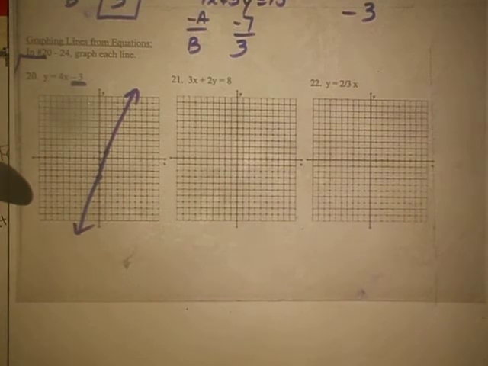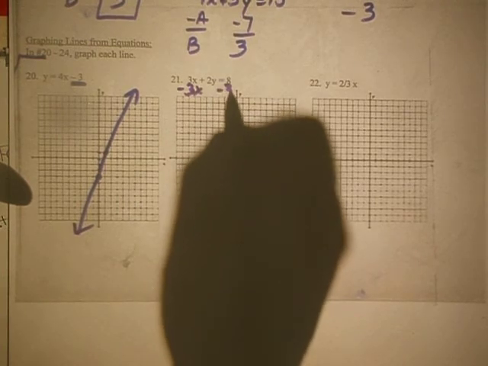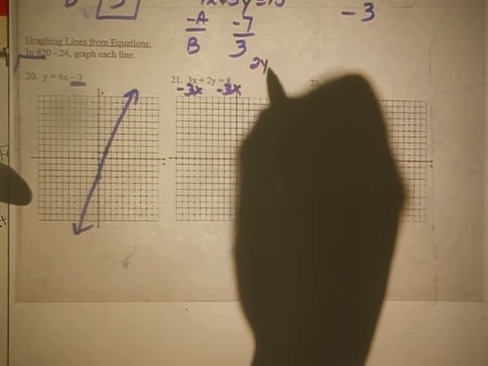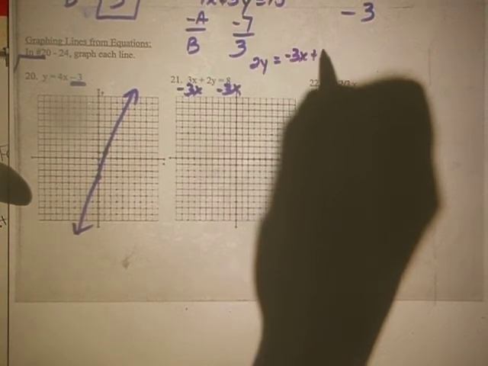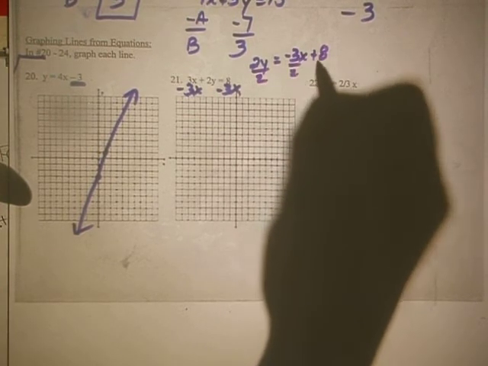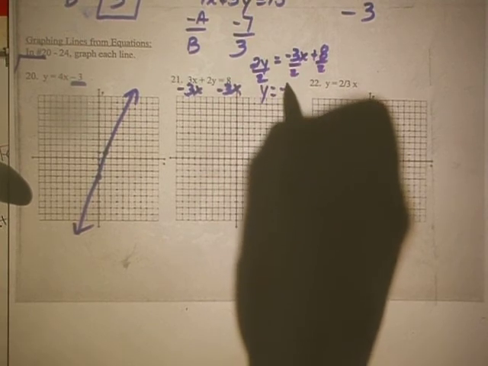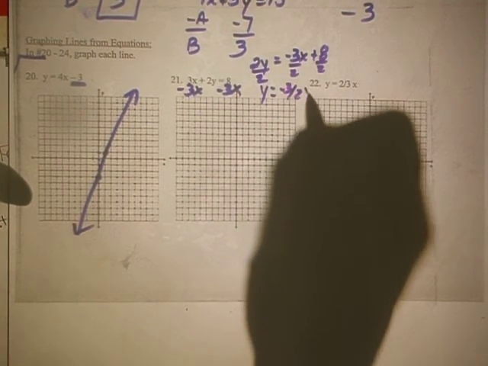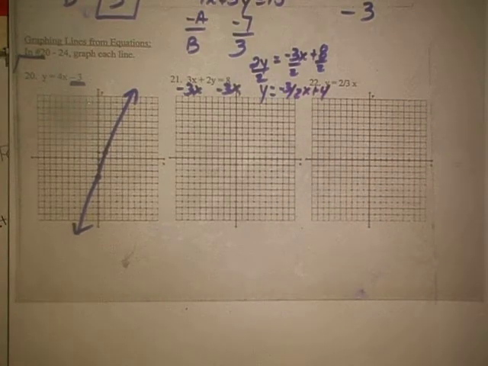21. I'm going to put this in slope-intercept form. I am going to start by subtracting 3x from both sides. And if we do that, we have 2y equals negative 3x plus 8. Dividing everything by 2, you have y equals negative 3/2 x plus 4. And we can use that to graph this.